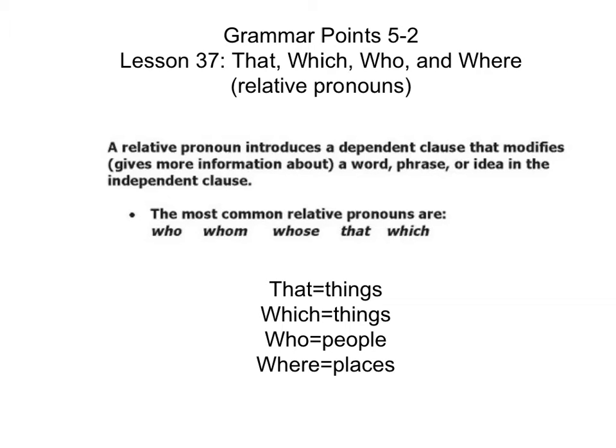This is Grammar Points 5-2, Lesson 37, which covers that, which, who, and where. These words are also called relative pronouns. A relative pronoun is a word that refers to a noun in the sentence and is the beginning word in a relative clause. And that clause is a group of words which gives more information or modifies the noun in the sentence, gives more information about it, and it can help to make your sentences more interesting and more detailed.